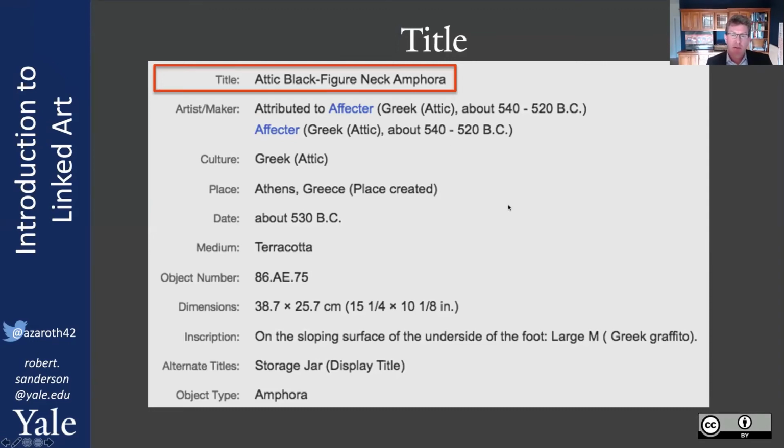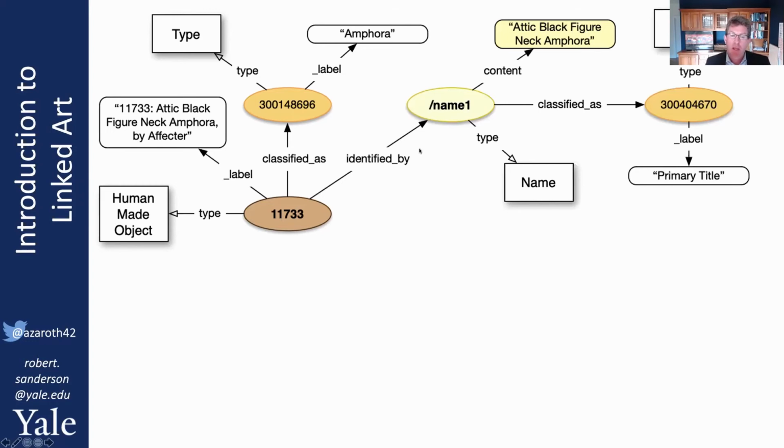Okay, titles. Clearly, we need to be able to talk about titles of things. So in CRM, each title of an object is a unique name, and hence this particular name identifies this object. There could be two different objects with the name Attic Black Figure Neck Amphora, but because this has its own URI, this name identifies this object.